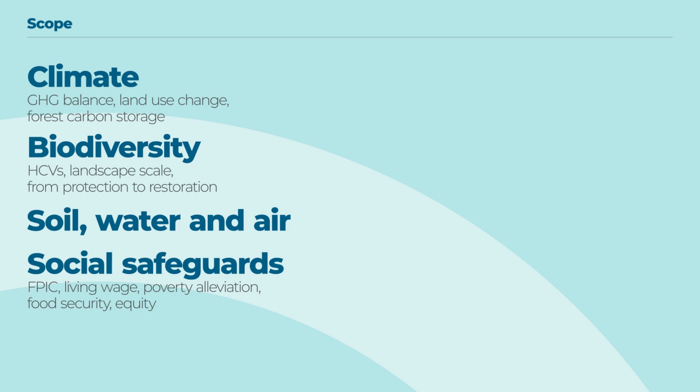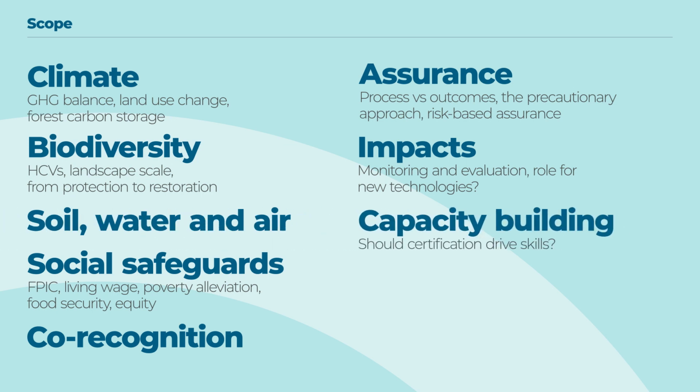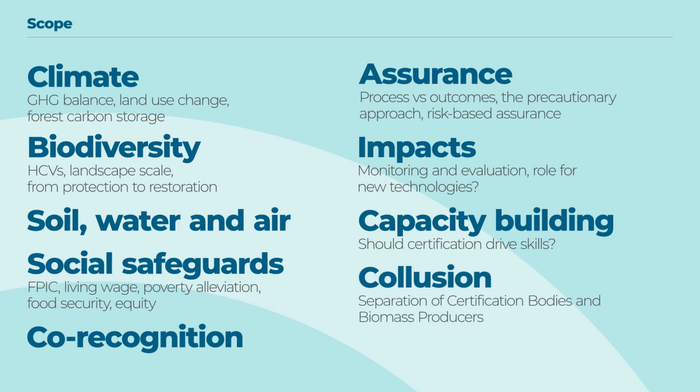One area which I think we should focus on is how SBP co-recognises other standards and whether they are really delivering against our own principles and criteria. We'll explore assurance and how it can be delivered, in particular looking at this issue of trying to move from process measures to outcomes of certification, thinking about the precautionary approach and also the risk-based approach which the SBP standard takes. I'm very interested in exploring impacts and thinking about how we can better monitor and evaluate them, but also thinking about the roles of new technologies, whether it's mobiles or remote sensing, in delivering that. The role of the standard in building capacity of users to better deliver sustainability is important, and I think we should be exploring the possible question of collusion and the separation of certification bodies from the biomass producer which they're certifying. But of course the working group itself should be developing a range of issues, but it's worth exploring.